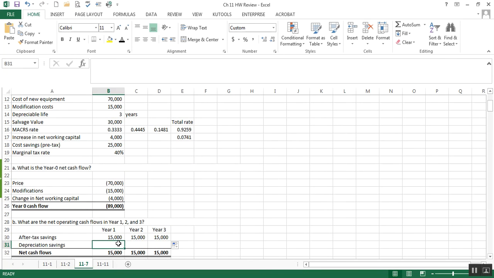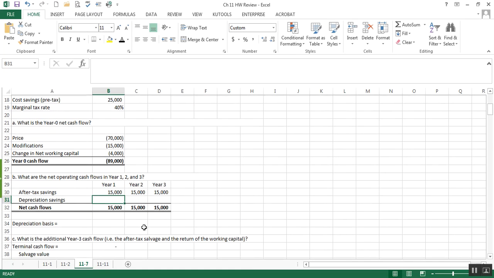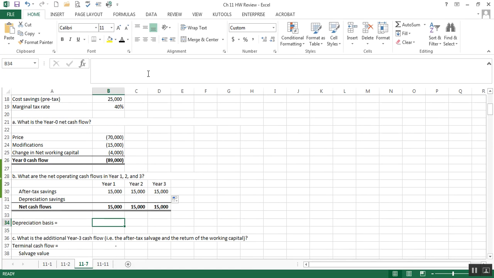And now we need to figure out our depreciation savings. In order to do that, we need to understand what our depreciation basis is and then multiply that by the allowance percentages for each year. So our depreciation basis is $85,000.